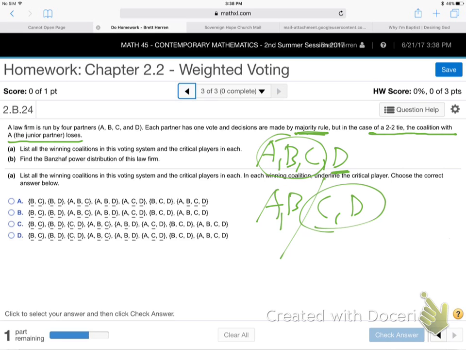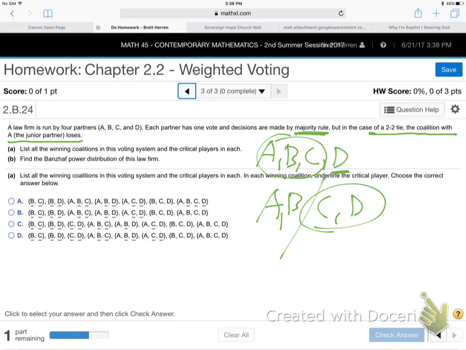I will give you one like this on the exam, but it might be changed. It might say A's the senior partner, and whoever has A automatically wins in a 2-2 tie, or some variation thereof. So you got to just kind of think out the rule according to what they state in words. All right, so understand the plan? So if it's a 2-2 tie, whoever has A loses according to this system.